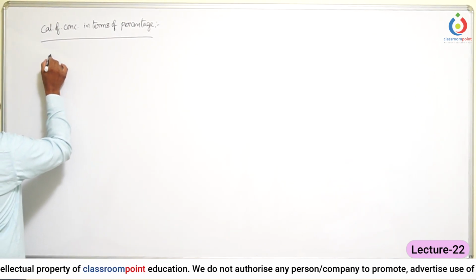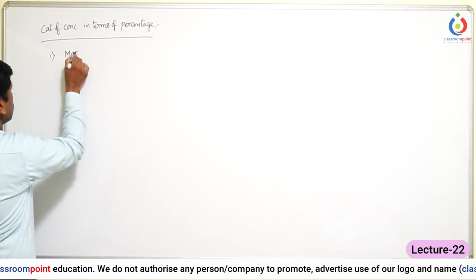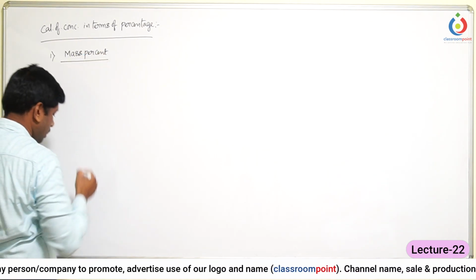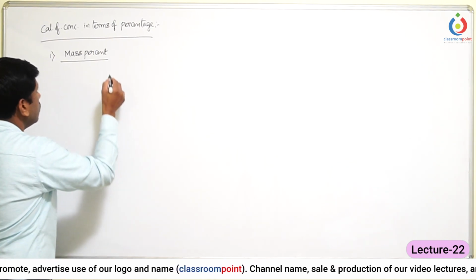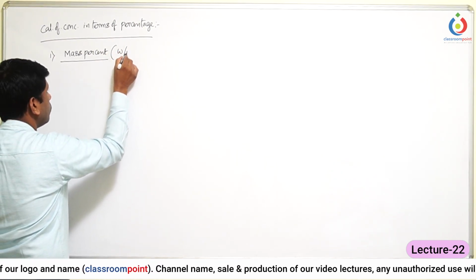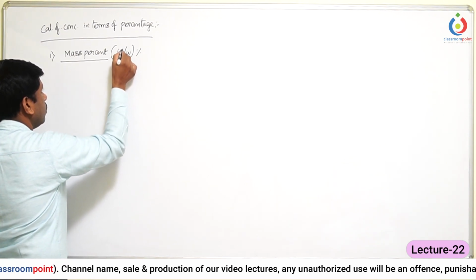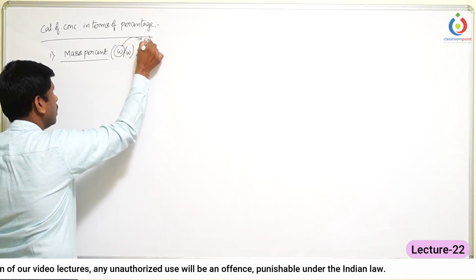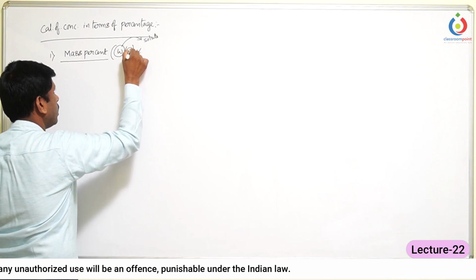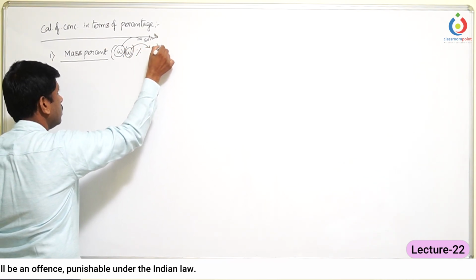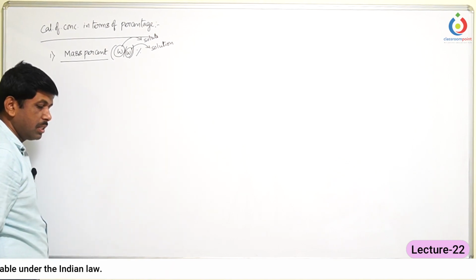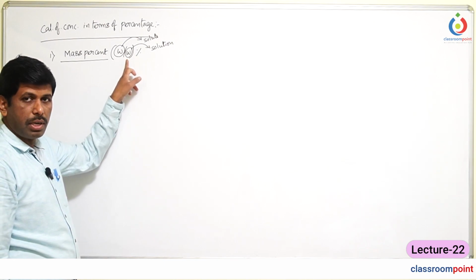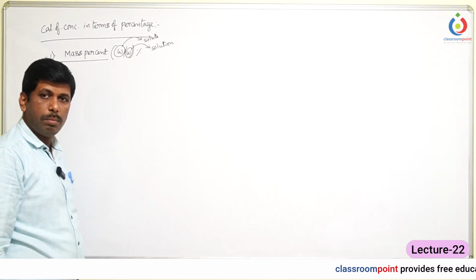The first one is mass percent. It is also known as percentage by mass. It is always shown as W by W percent. You have to remember one thing: the numerator value always represents the solute, and the denominator value always represents the solution. That means both solute and solution are given in terms of the masses only. Hence it is called the mass percentage.